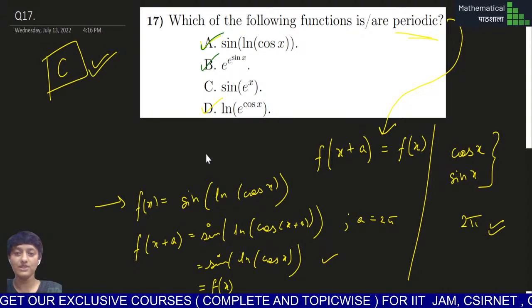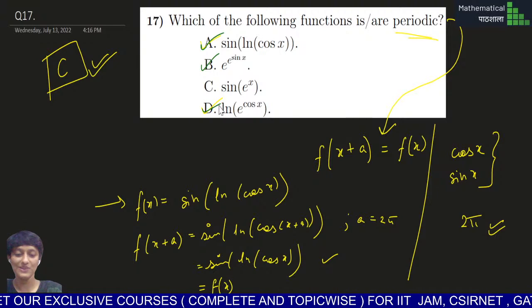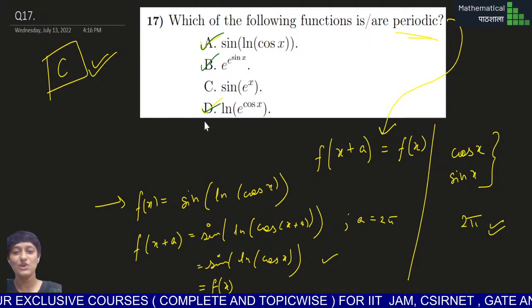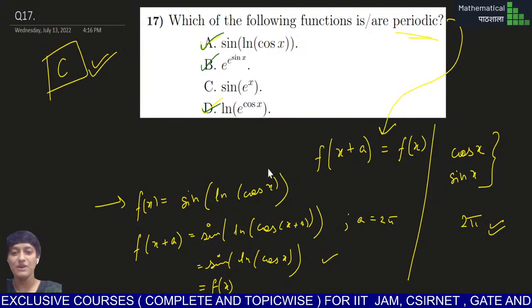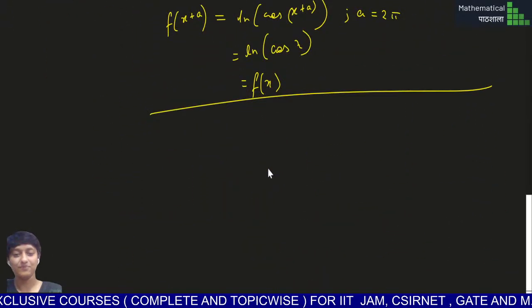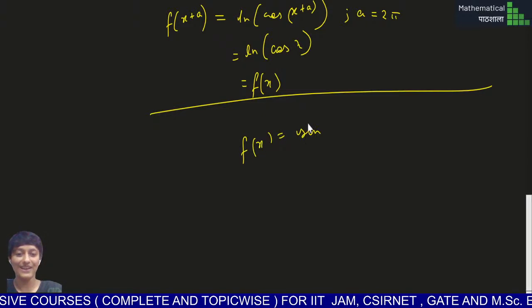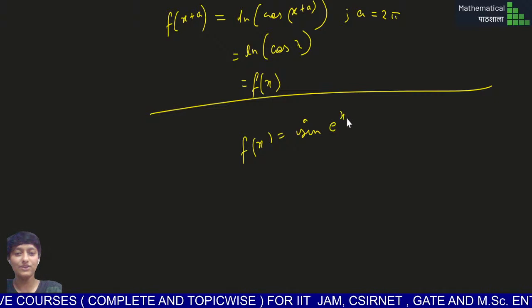What about the option number C? Okay, I'm sorry, A. Okay. So sin of e raised to the power x. Here f x is, okay, calculation mistake. Sin of e raised to the power x.